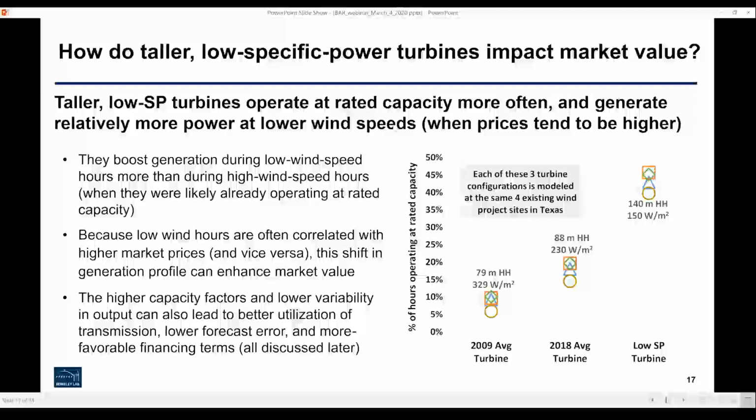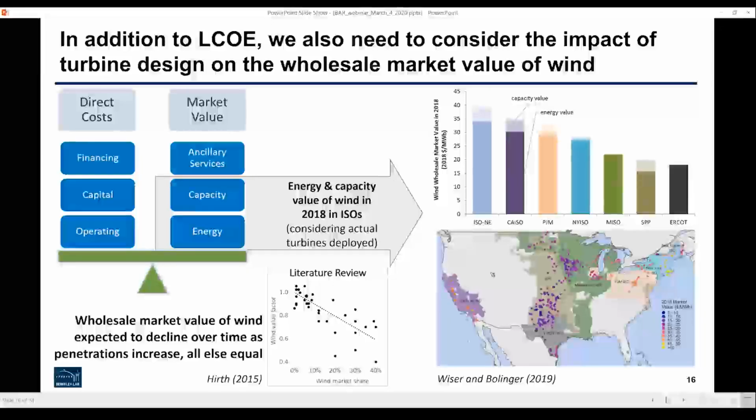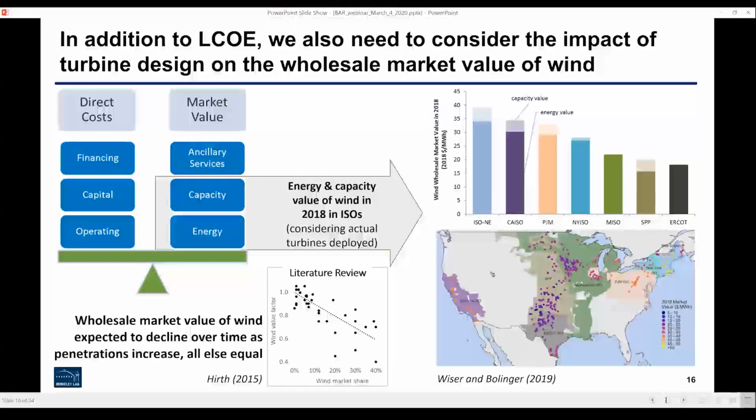Okay, so if we look on the left side of the slide here, we see we can break costs and market value into different components, and we're always looking for a balance between costs and value. On the value side, we're focusing in this work on the capacity value and the wholesale energy value. The capacity value is based on capacity rules that are set up in each of the different independent system operator regions. And energy value is based on wholesale energy prices in general.